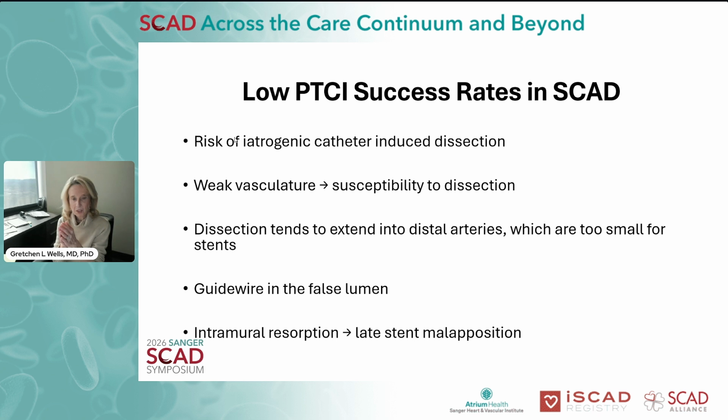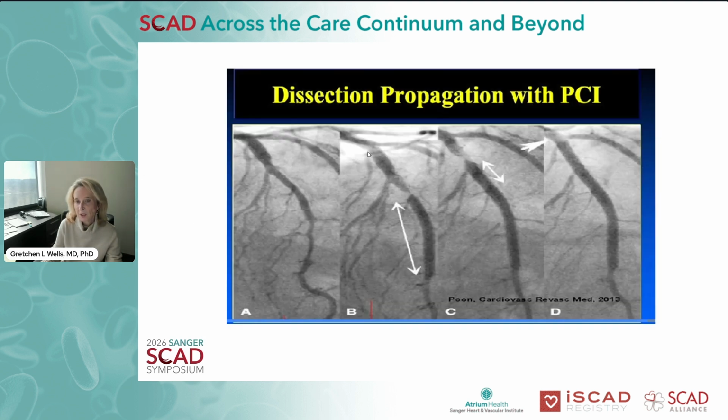And I like the diagram that we saw earlier, where really we're thinking about SCAD more so as an intramural hematoma. And so if a stent is placed there and you get the resorption of that hematoma, you can get late stent malapposition there. So, by the way, the take-home point is that there are a number of reasons why PCI is generally not successful in patients with SCAD. So, a picture, I believe, is worth 1,000 words.